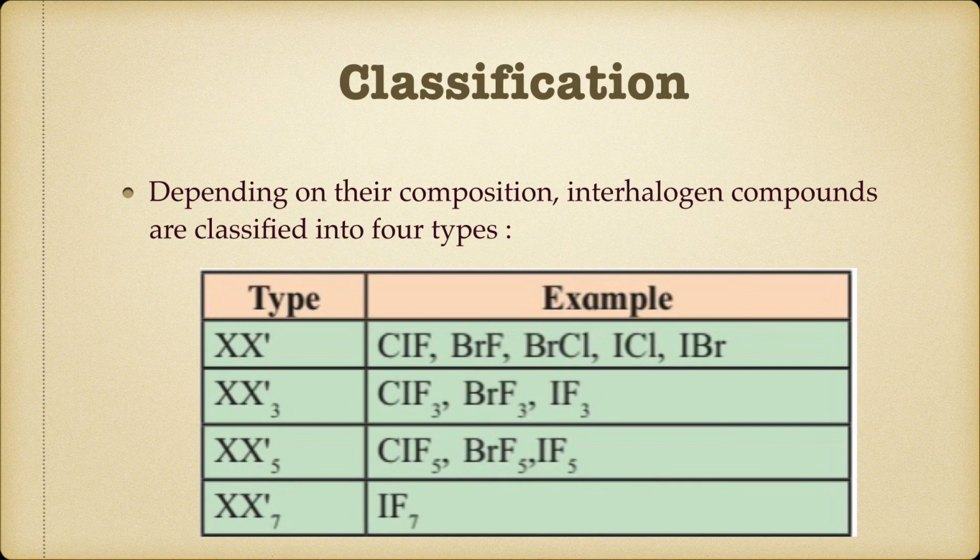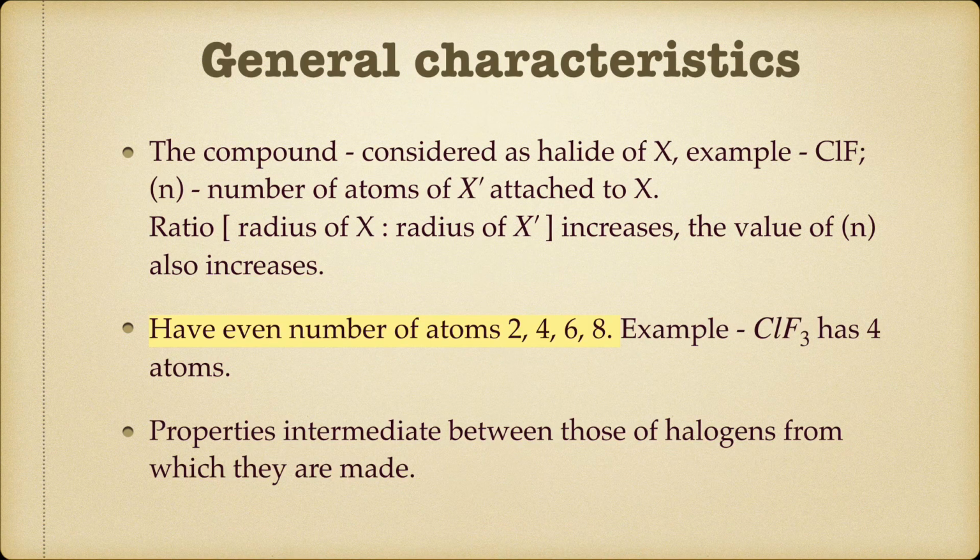And the last one, XX'7. Over here we are talking about heptahalides. Only one example, that is IF7. What is it called? It is called iodine heptafluoride. Next, we'll learn the general characteristics of interhalogen compounds. First, we'll keep in mind that interhalogen compounds are represented by XX'n.